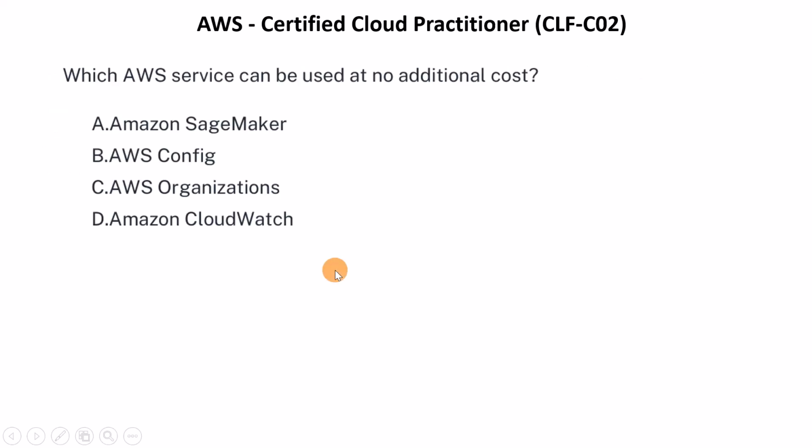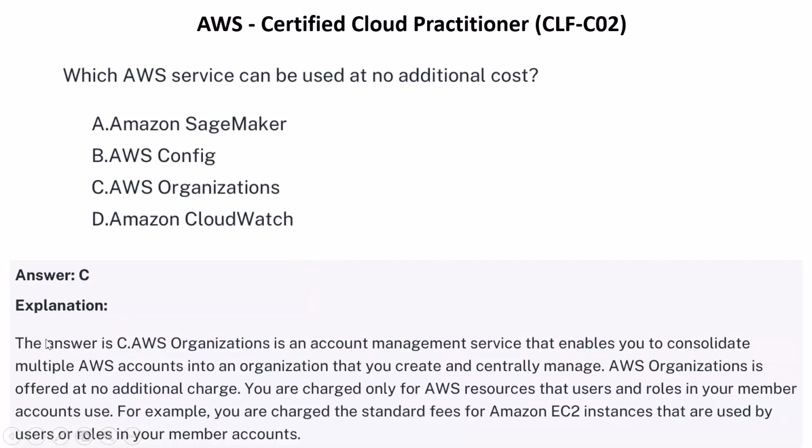Next question. Which AWS service can be used at no additional cost? The options are: option A, Amazon SageMaker; option B, AWS Config; option C, AWS Organizations; option D, Amazon CloudWatch. The correct answer for this question is option C.